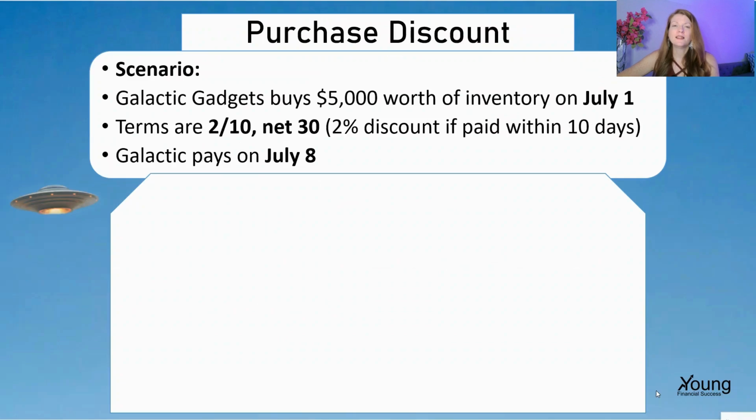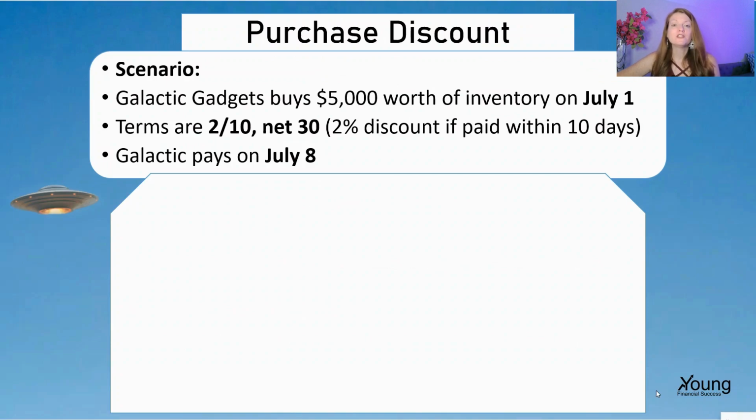All right, lots of little things here and there that we have to keep in mind. So make sure you're taking note of those and reviewing them because you don't want to forget each of these things. Let's talk about purchase discounts. So we know that we can offer customers a discount to try to get them to pay sooner, and perhaps our supplier will offer us a discount to get us to pay sooner.